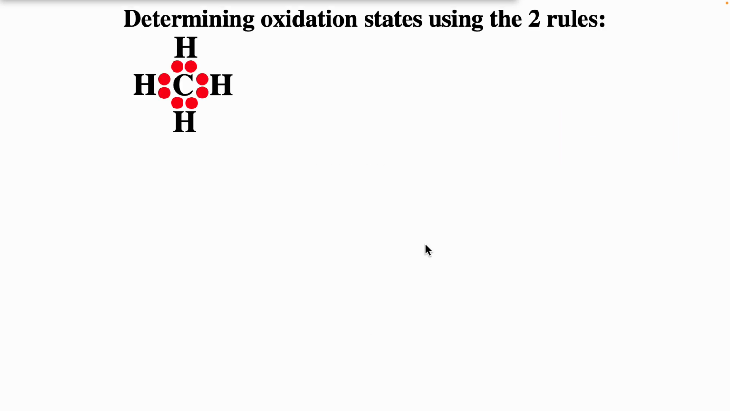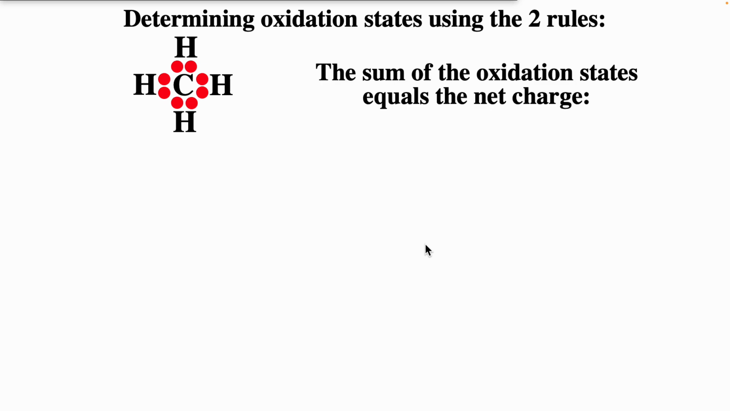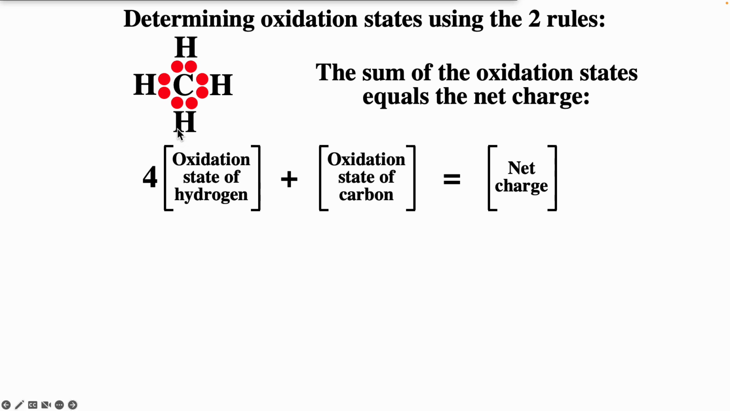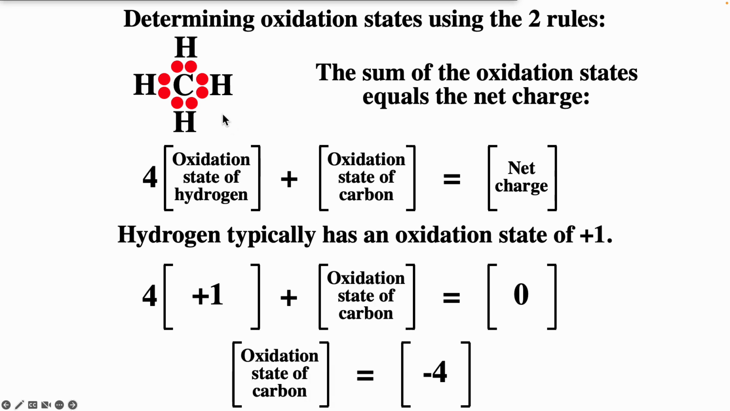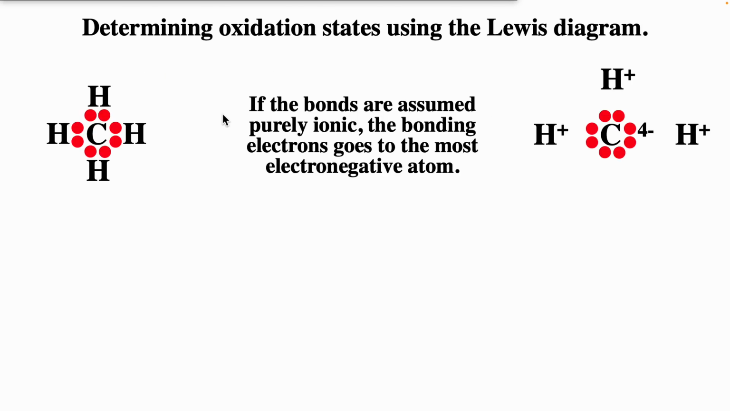We can try another one. So here we have methane. And so for the two rules, we have the sum of oxidation states equals net charge. And so we have 4 hydrogen plus oxidation state of carbon equals the net charge. Now the net charge here is 0. Oxidation state of hydrogen is typically a +1. So 4 times 1 gives us 4. And so that means the oxidation state of carbon in that compound must be a -4. Now, we can try it using the Lewis diagram.